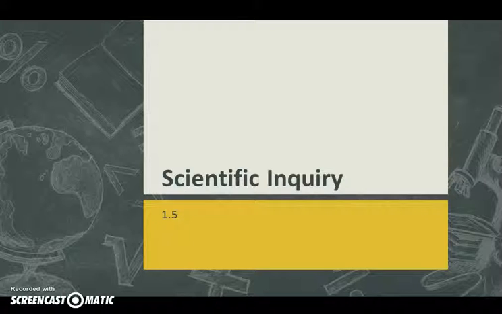Chapter 1, Section 5. This is Scientific Inquiry. So today we're going to talk about the types of measurements that we're going to do in this class and what units you're going to be using, as well as some information for the scientific method.